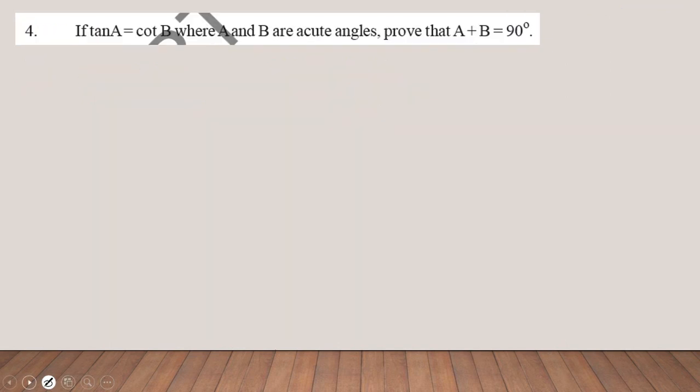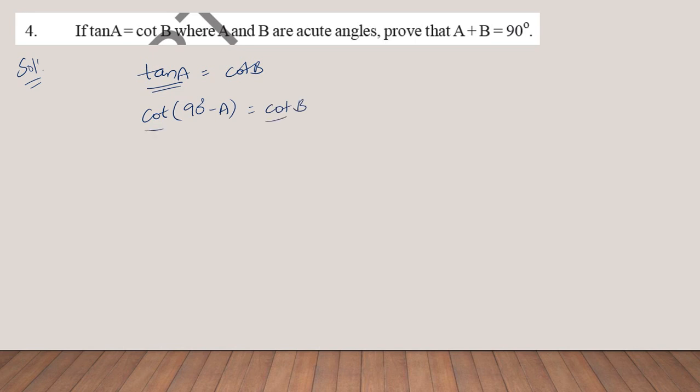Next, moving on to the next question. If tan A is equal to cot B, then prove that A plus B is equal to 90 degrees. Same as the previous question, so no problem. You can directly write tan A is equal to cot B. Now tan A I can change to cot. How can I write tan A as cot of 90 minus A? So cot of 90 minus A is equal to cot B here.